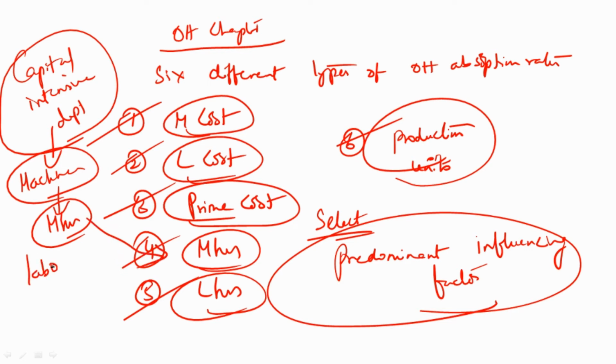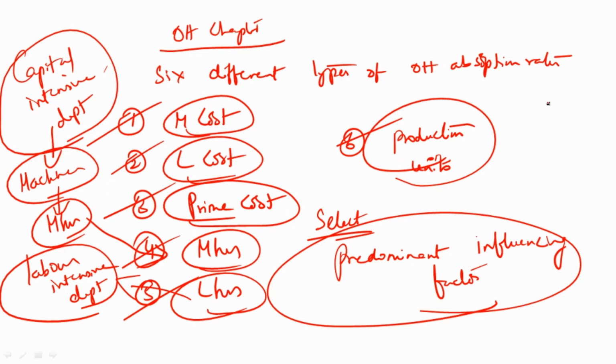Suppose there is a labor intensive department. From the name itself, you can understand that the majority will be labor, which means labor hours will be the predominant influencing factor. So like this, out of the six methods, you can identify which is the predominant influencing factor in that particular department, and based on that, you can select whether you need to go for the machine hours rate method, or labor hours, or prime cost, or labor cost, or material cost, or production units method.